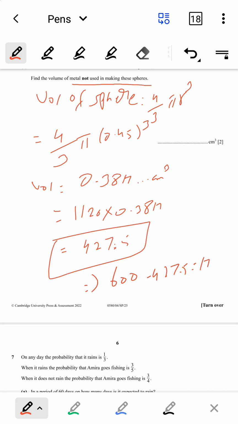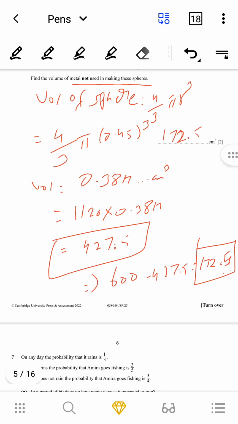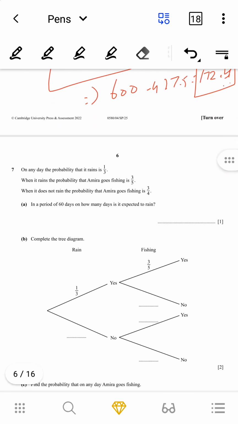You'll be getting 172.4 and so on. So this is the right answer, 172.4. Very clear. That is 172.5 we can put. Okay, so 172.5 centimeter cube. So I hope you understand well. So moving forward with the next one, seventh question.